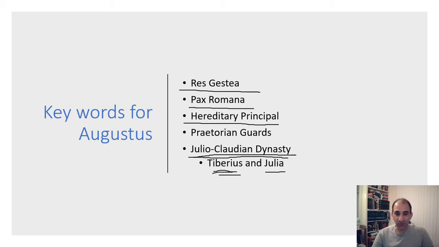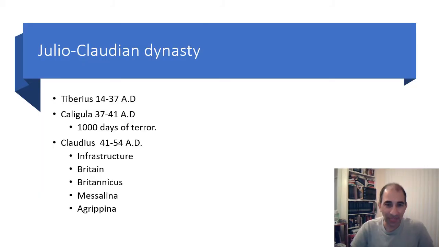So let's go through the rest of the Julio-Claudians now, and this is going to be pretty fun. This is the Julio-Claudian dynasty. You had obviously Augustus, he's the first one. Then you have Tiberius, Caligula, Claudius, and there's going to be one more, which we'll get to not in this lecture, but in the next one. So what's going on here? Let's go through all of them.